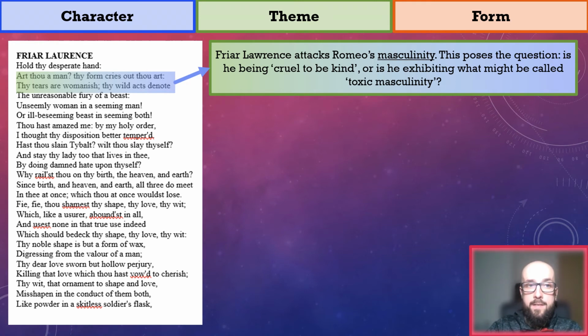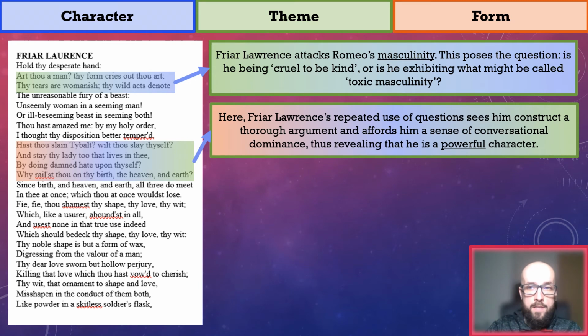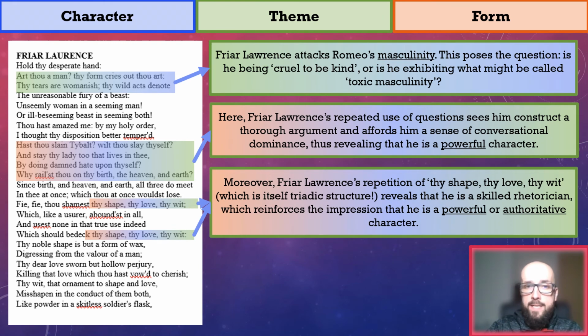Next, I would like to have a look at Friar Lawrence's repeated use of questions, which see him construct a thorough argument and affords him a sense of conversational dominance, which together reveal that he is a powerful character. Moreover, his repetition of "thy shape, thy love, thy wit", which is itself an example of triadic structure, reveals that Friar Lawrence is a skilled rhetorician, which reinforces the impression that he is a powerful or authoritative character, given that he appears to be quite persuasive.